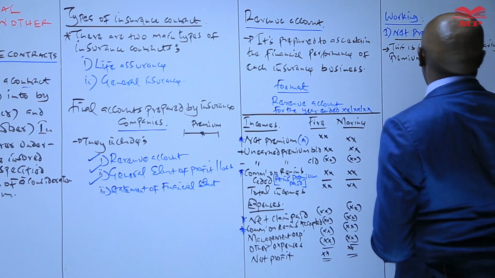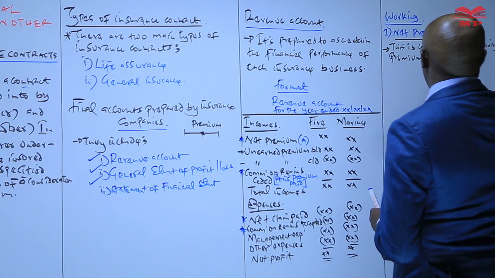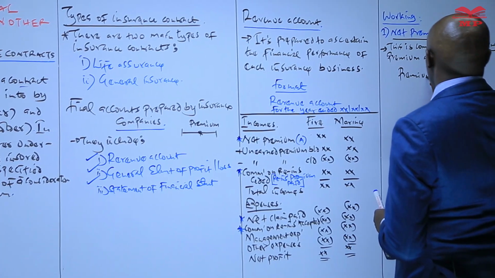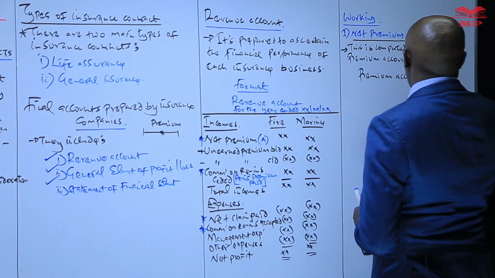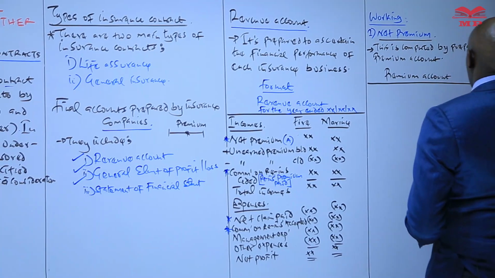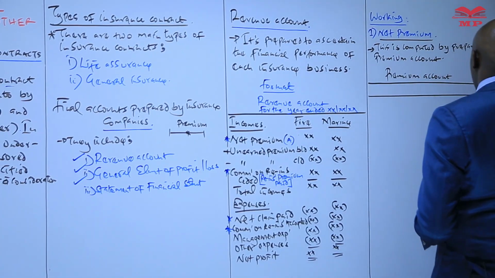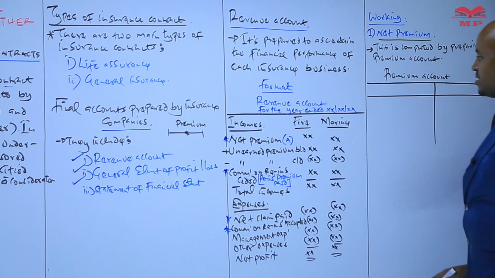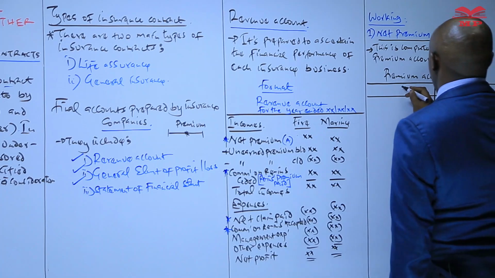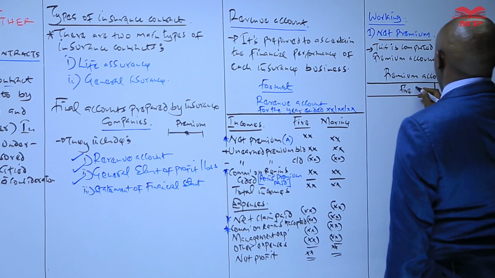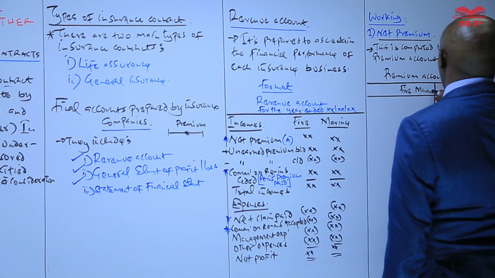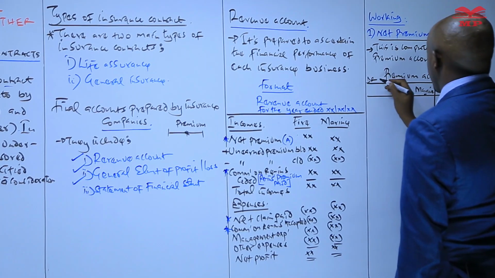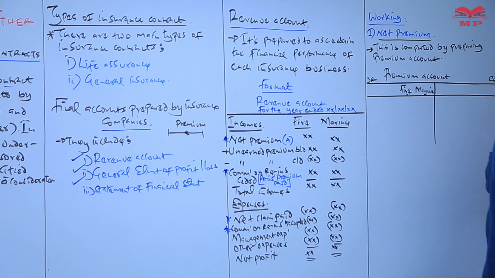Premium account, by preparing the premium account. So how do we prepare this premium account? Basically, this premium account will be prepared for each insurance business, assuming our company is involved in two insurance businesses, fire and marine. So we have two columns on both the debit and the credit side. Remember, these are ledger accounts.